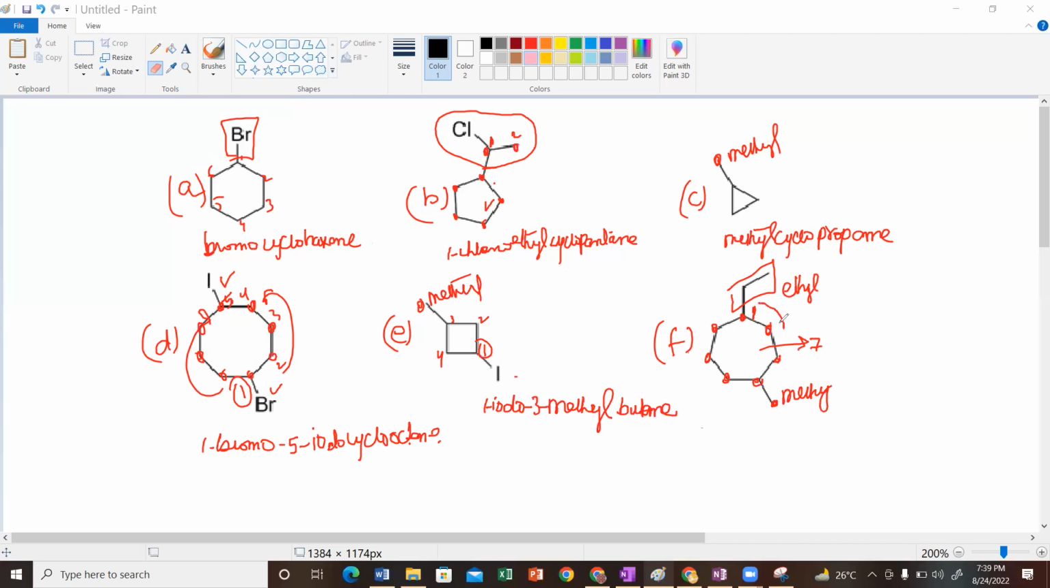And if I count from this side, it would come 1, 2, 3, 4, on the fourth position. And if I count from this side, it would be 1, 2, 3, 4, 5. So this direction of numbering would not be right. This one is right. And the name of the compound is 1-ethyl-4-methylcycloheptane, right? Because E comes first, I'm going to write 1-ethyl first, then on position number 4 we have methyl, so 1-ethyl-4-methyl, and the parent chain is of 7 members, so that's why cycloheptane.